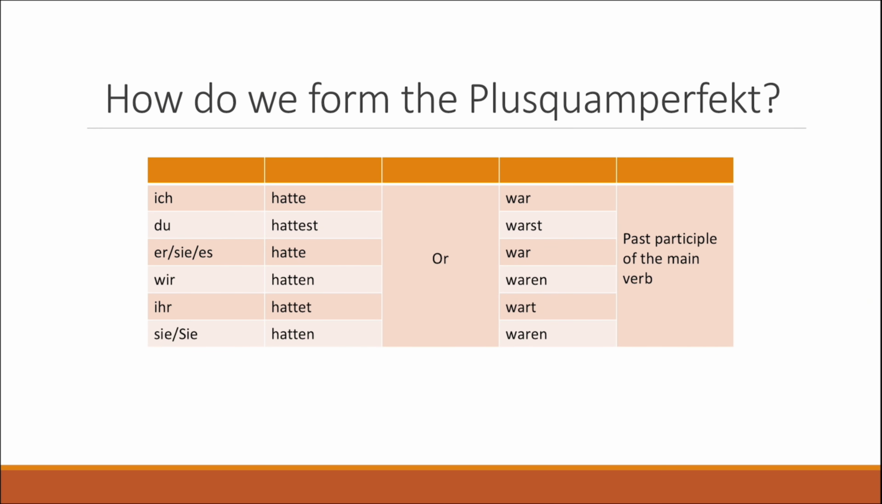Now you can see how to form the Plusquamperfekt with the table. So first we have the personal pronouns: ich, du, er, sie, es, wir, ihr, sie. The personal pronouns are followed by either the Präteritum of haben, so hatte, hattest, hatte, hatten, hattet, hatten, or by the Präteritum of sein: war, warst, war, waren, wart, waren. And the auxiliary verb is followed by the Partizip zwei of the main verb.